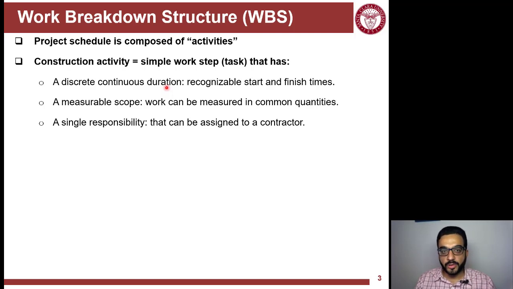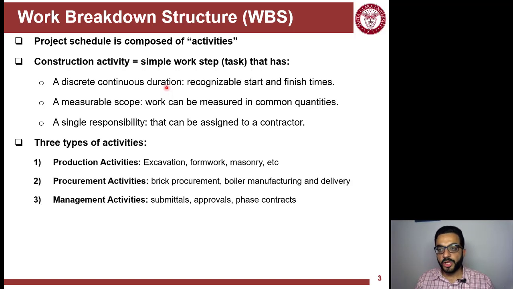And then also it should have a single responsibility that can be assigned to the general contractor, the GC, or a subcontractor. So the responsibility is not diluted between multiple entities, and again, tracking and control will not function well if you have this responsibility not clearly assigned to someone or an entity in the project.